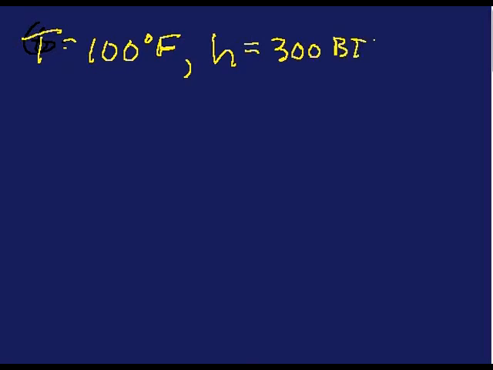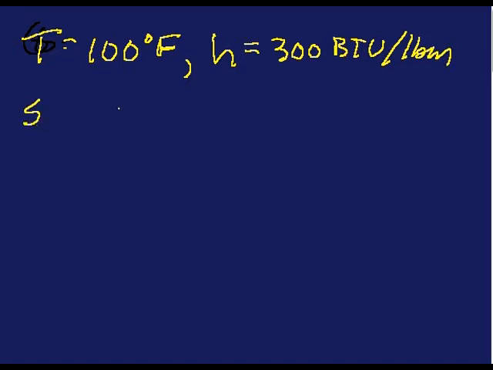Given, let's see, here we're asked to find the entropy. So given T equals 100 degrees Fahrenheit. And the H, the specific enthalpy, is 300 BTUs per pound. You're asked to find the entropy S.